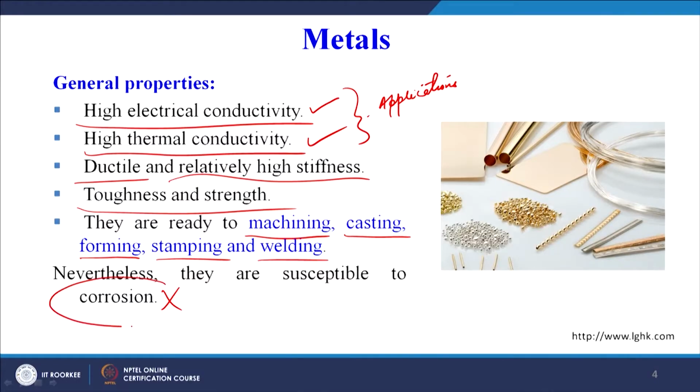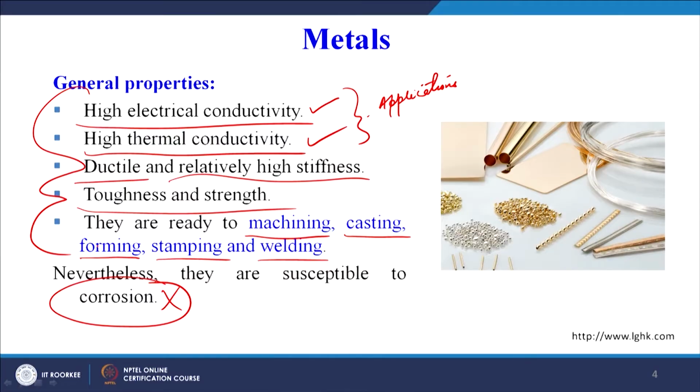Nevertheless, they are susceptible to corrosion. So, this is a flip side. We have to develop our product in such a way that corrosion does not take place, and for that we may like to coat the metal with a thin coating of paint, or sometimes we may like to coat it with another layer which can be deposited using advanced techniques such as CVD and PVD. So that is how corrosion can be taken care of, but the best part is that all these properties that are listed here, they are easy to manufacture.